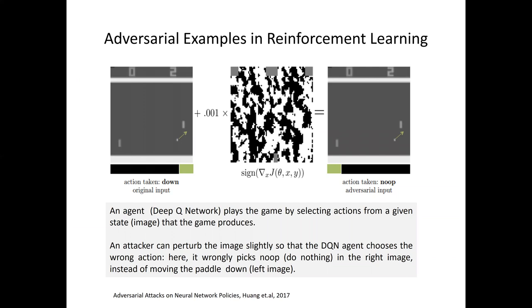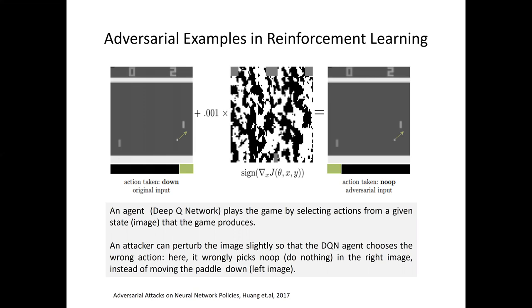It is another setting where adversarial examples can happen. This is the setting of reinforcement learning. And here what we have is the following situation. We have an agent, which is represented by a deep Q network, right? And what this agent does is it plays the game by looking at the image only and selecting the action that should be taken, the right action that should be taken.